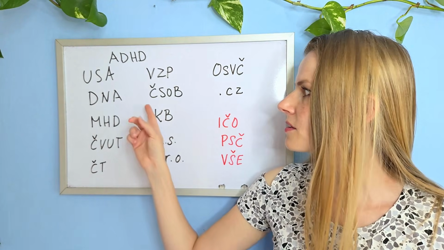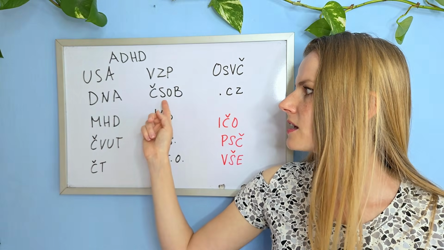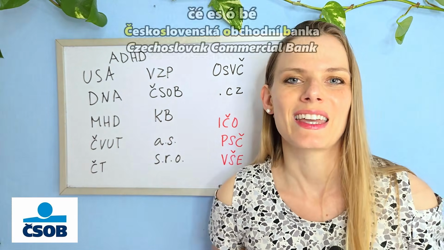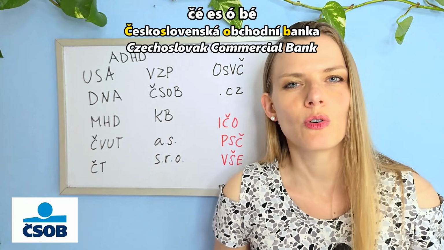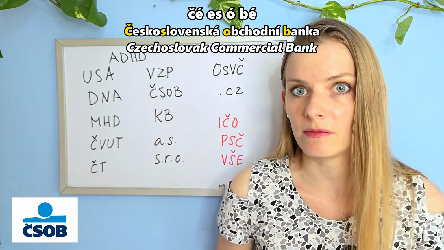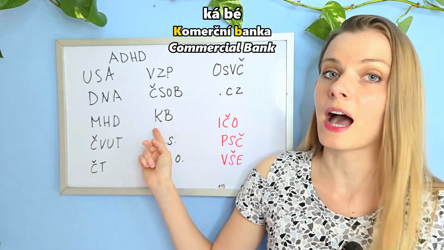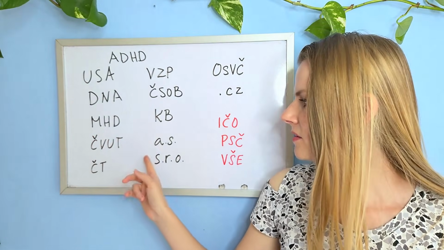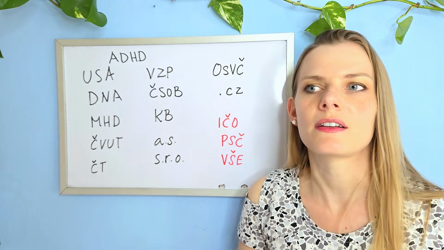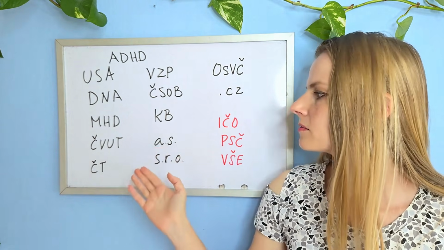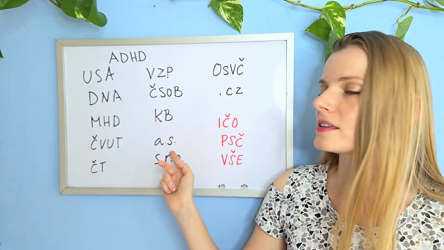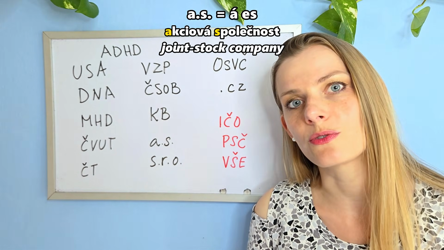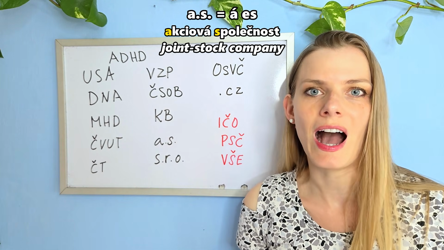VZP. Now, this one. ČSOB. ČSOB is a bank. Československá obchodní banka. This is also a bank. KB, komerční banka. KB. And then we have these that appear after a name of a company. This is read as AS. AS stands for akciová společnost. A joint stock company. AS.